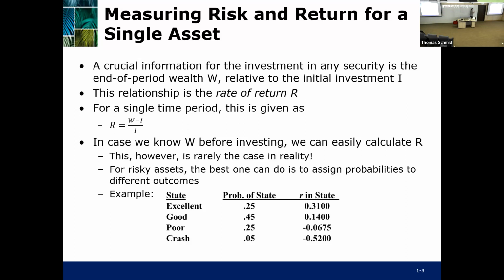And what will it be in the crash state? 3%, right? It's a risk-free asset. It's risk-free because there is no risk, meaning it always delivers 3%.